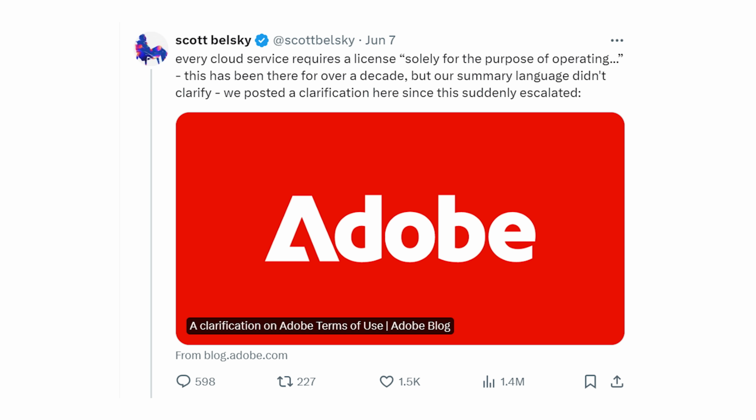Scott Belsky, VP over at Adobe, jumped on Twitter to clarify by saying this: every cloud service requires a license solely for the purpose of operating. This has been there for over a decade, but our summary language did not clarify. We posted a clarification here since this suddenly escalated. And he links to a blog post that Adobe put together rather quickly to explain some of these new terms. And to be fair to Adobe and to Scott, this is true.